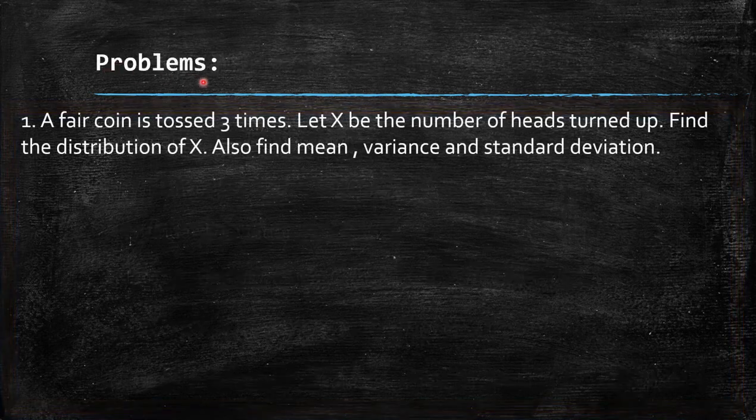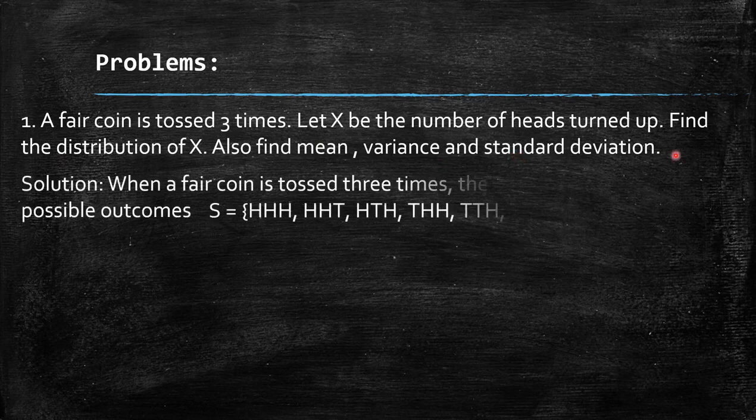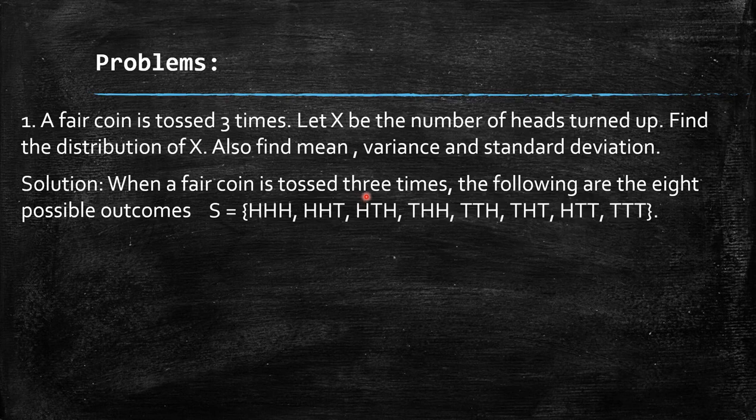Now let me take some problems. 1. A fair coin is tossed 3 times. Let x be the number of heads turned up. Find the distribution of x and also find mean, variance and standard deviation. So when we toss a coin 3 times, the total possible outcomes are 2 cube, 8 possible outcomes. So for the sample space S, we have these possible outcomes.